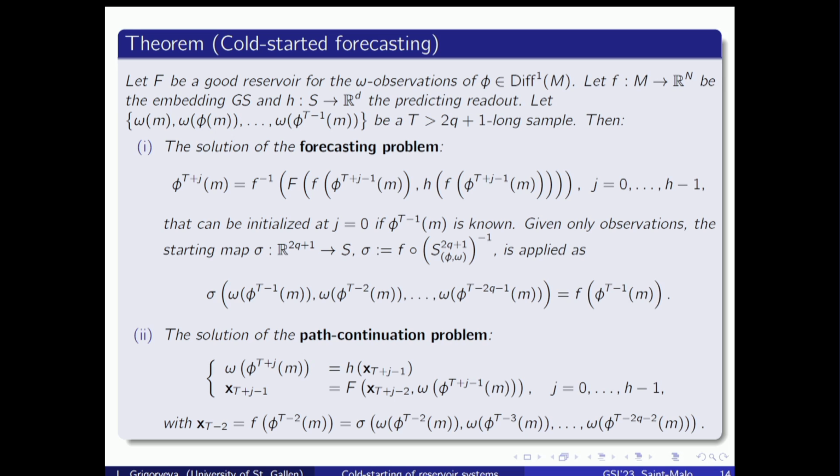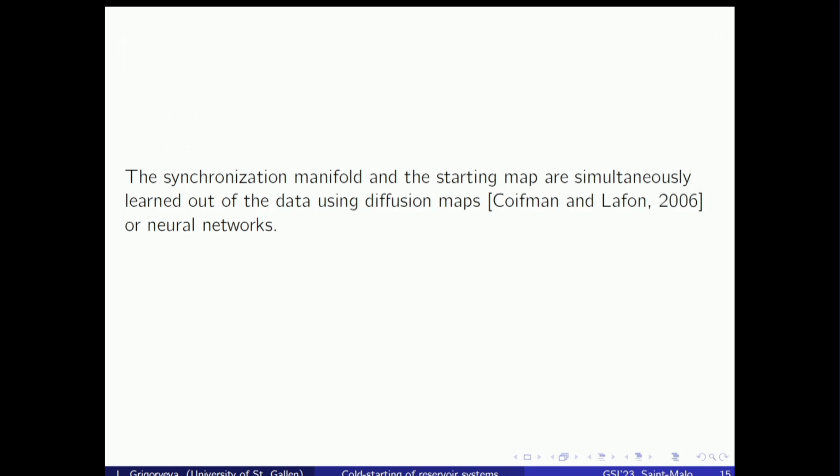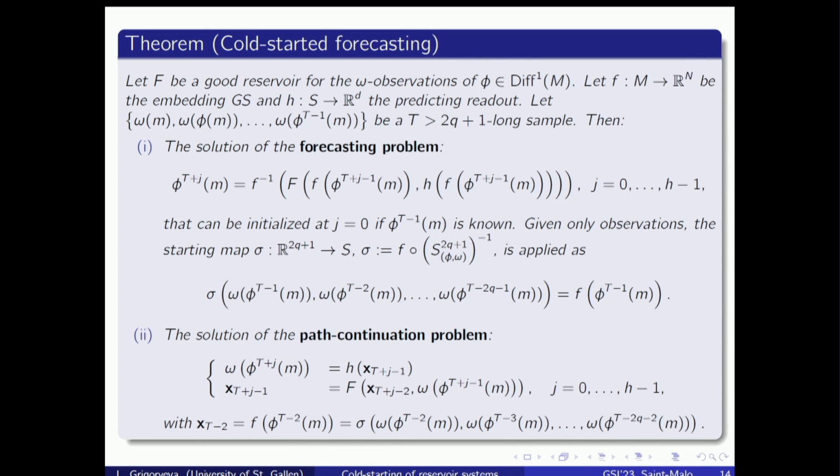And all these ingredients can be learned from data. And let me conclude with some examples on how we can do that. So our problem comes down, again, let me just emphasize, to just learning this kind of a starting map if I'm interested in only path continuation, if I want to path continue only observations of my dynamical system, potentially lower dimensional, or I need to learn a few objects from my data.